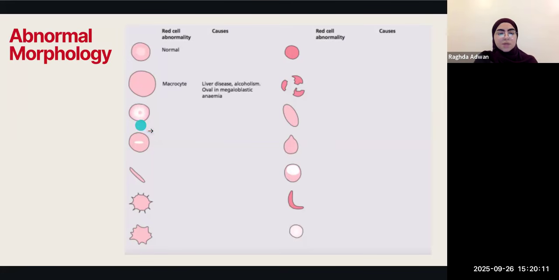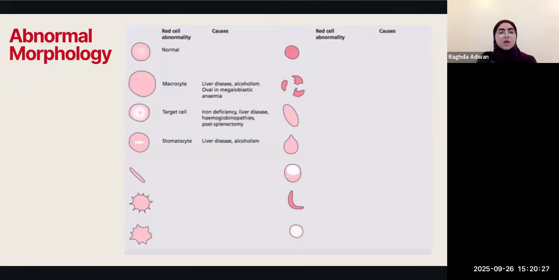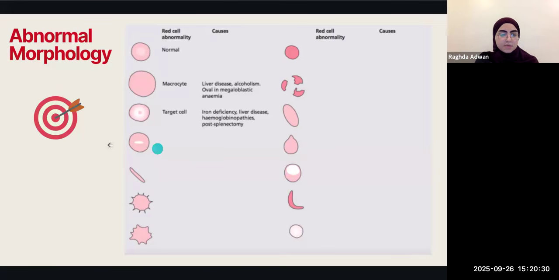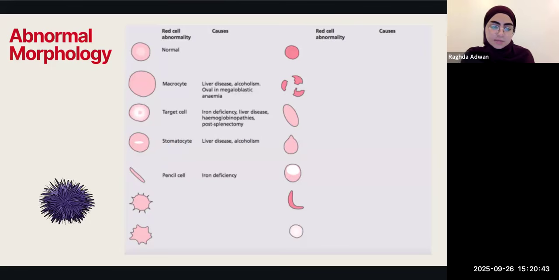This one, what does it look like? It kind of looks like a target because you have the central area where there's concentration of hemoglobin, and then around that, it's pale. And then it goes back to its normal color after that. So this kind of looks like a target, which is why we call it a target cell. This one right here has a slit-like pale area in the center. This is called a stomatocyte. Stoma means a slit-like opening. This one looks like a pencil, so we call it a pencil cell.